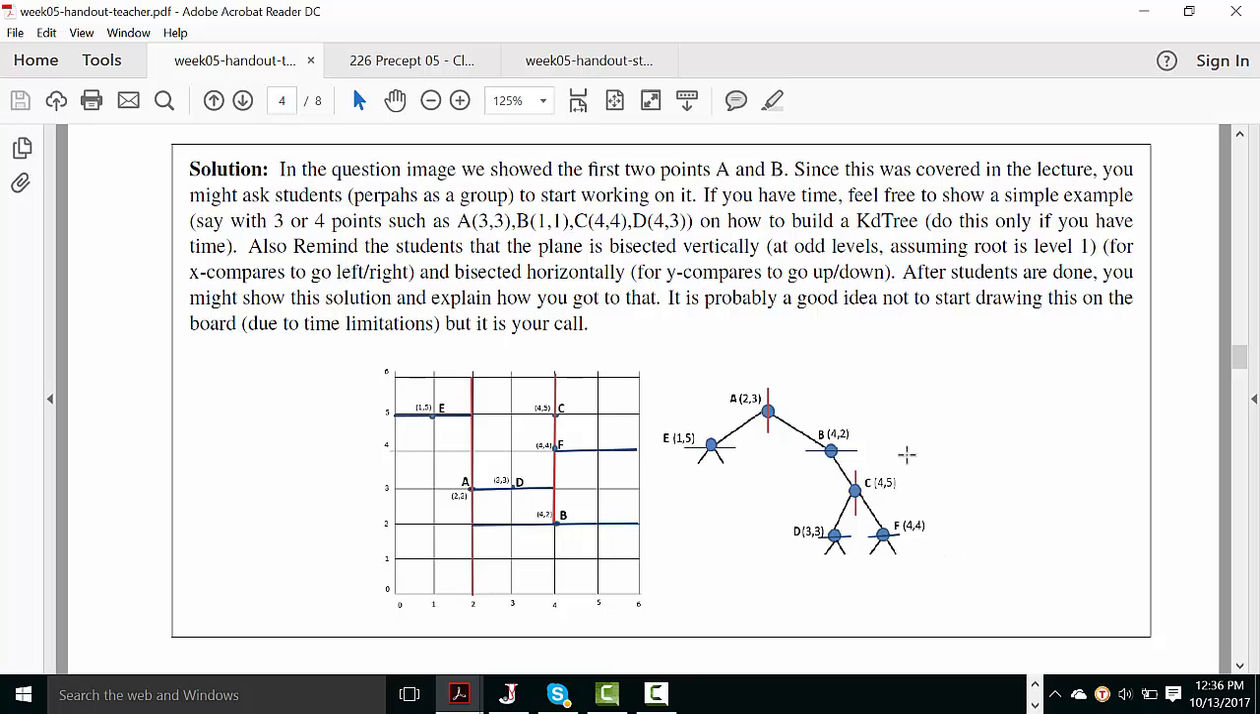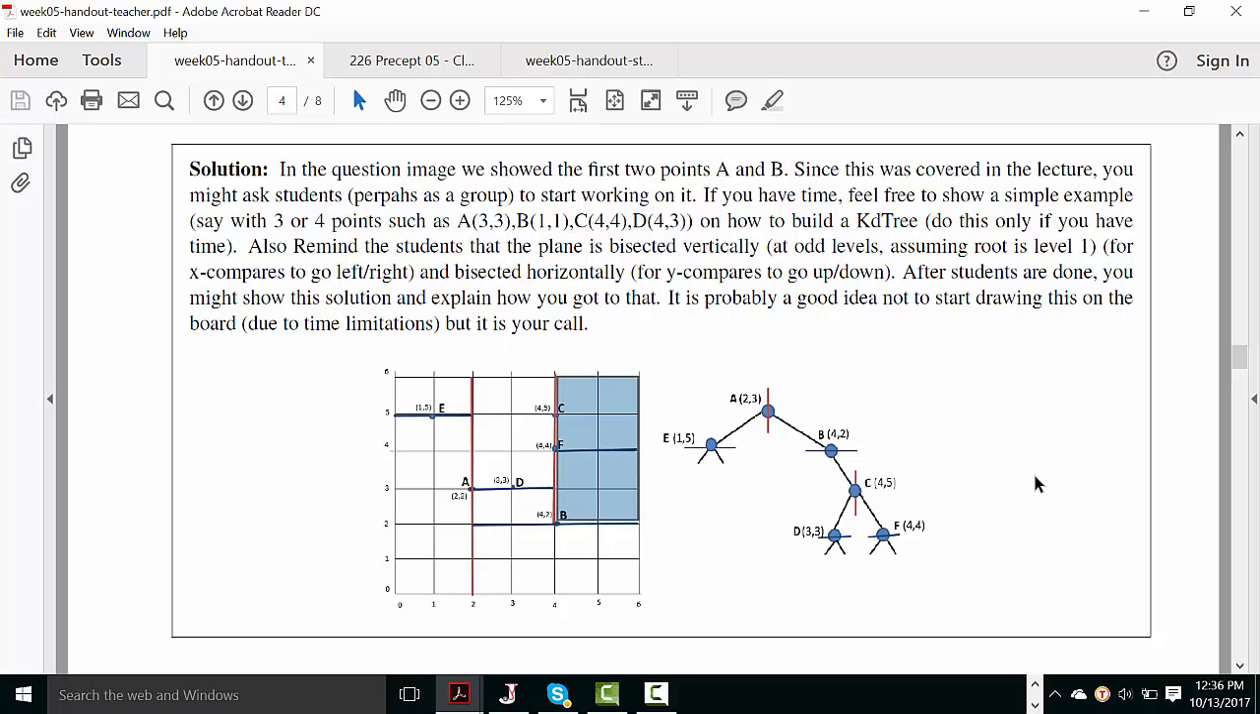So F is here. Now, one thing that's important is that we compare x coordinates at this level, since these are the odd levels. So we compare 4 to 4. We note that it's the same coordinate. So how do we break these ties? We decide to go to the right. That's important: our heuristic is to go to the right when there's a tie. So the bounding box for F is going to be that part here.